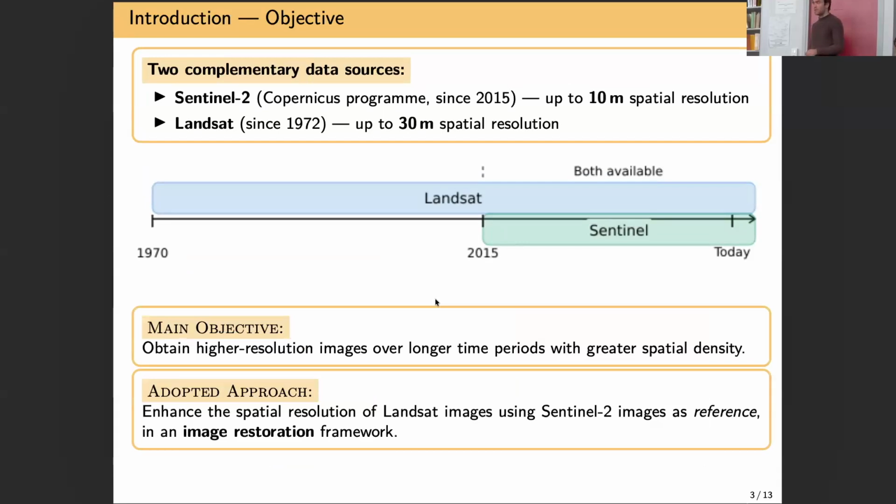As I said, the main idea of that work was to create a restoration method for those types of hyperspectral images, to have higher resolution images over a long period, ideally from the 70s, and a denser image series available starting from 2015.